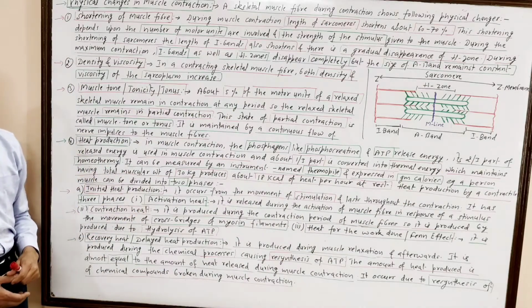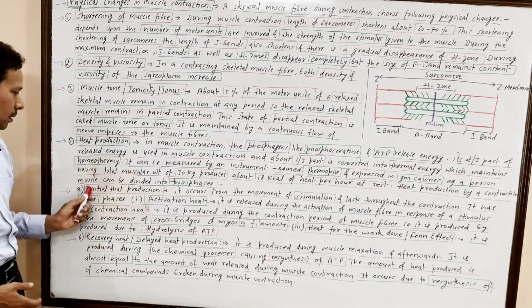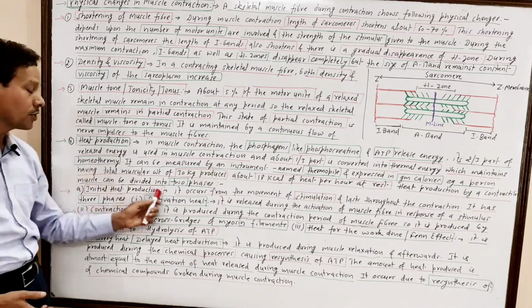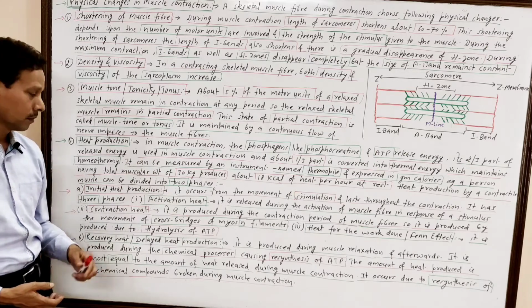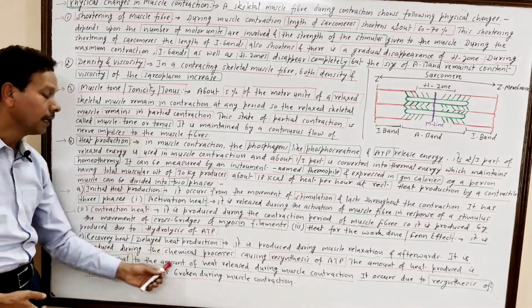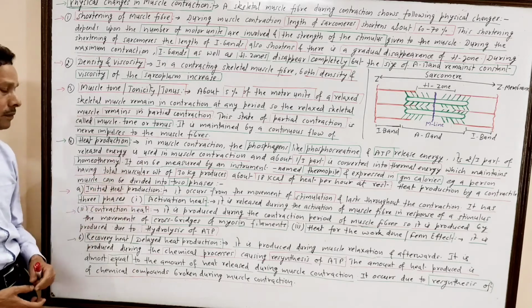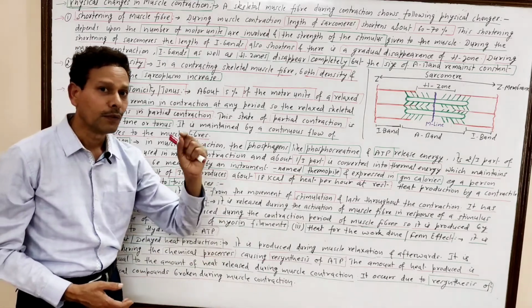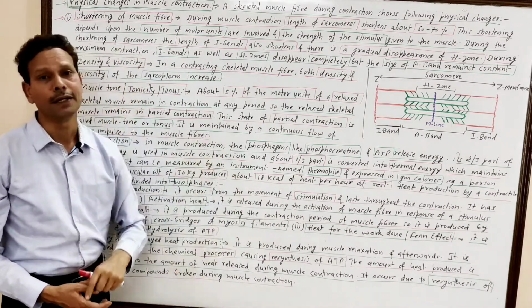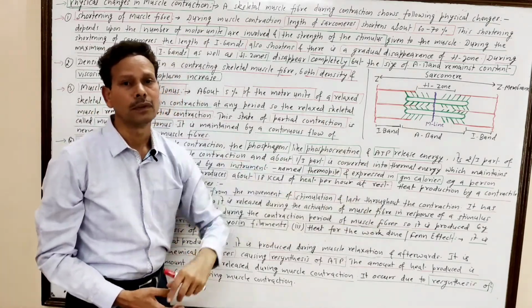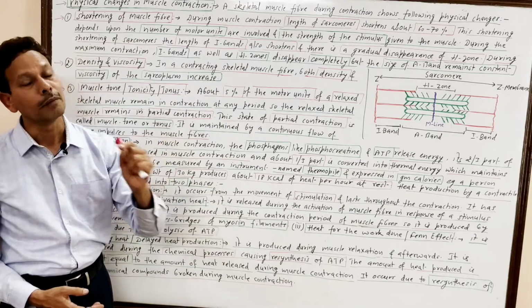This heat production is divided into two phases. First is initial heat production, and the second is delayed heat production. Initial heat production occurs when a stimulus is applied to the muscle fiber, and it lasts during muscle contraction.